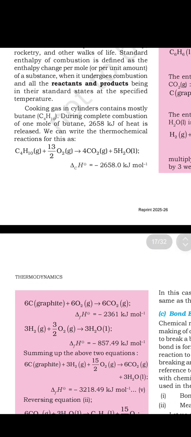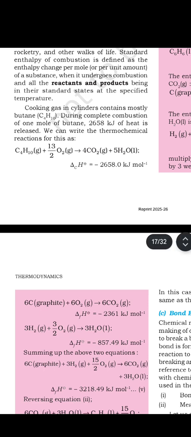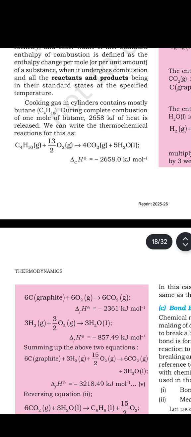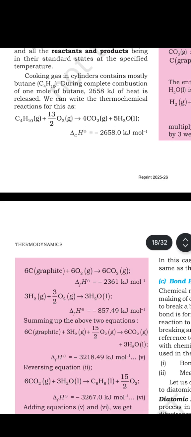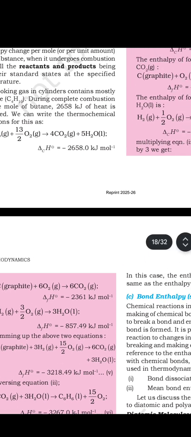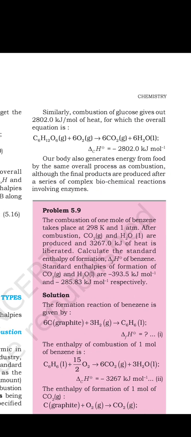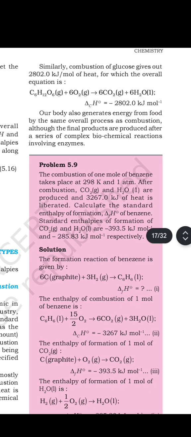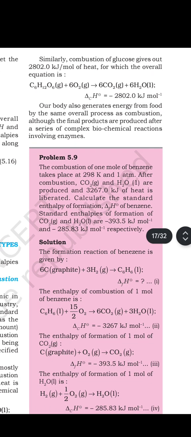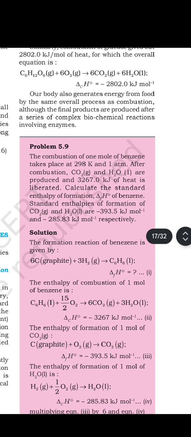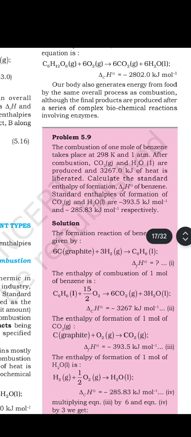Cooking gas in a cylinder contains mostly butane. During complete combustion of 1 mole of butane, 2658 kilojoules of heat is released. We can write the thermochemical equations of these as follows. Similar combustion of glucose gives out 2808 kJ per mole of heat. Our body also generates energy from food by the same overall process as combustion, although the final products are produced after a series of complex biochemical reactions involving enzymes.